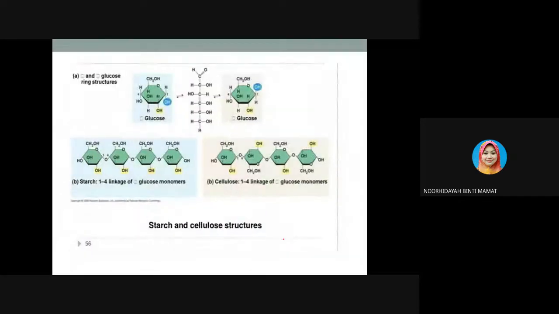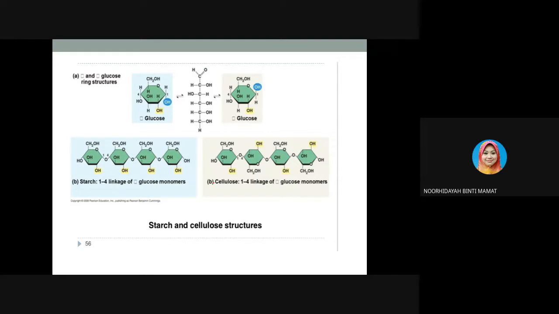So this is the structure of the starch and also cellulose. This is the linkage of glucose monomers. So this is basically the structure of the starch and cellulose.